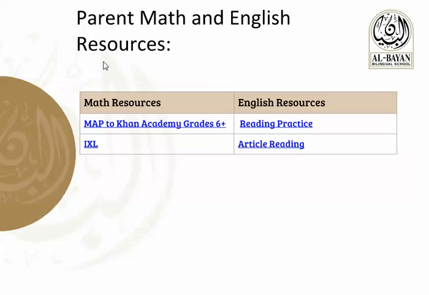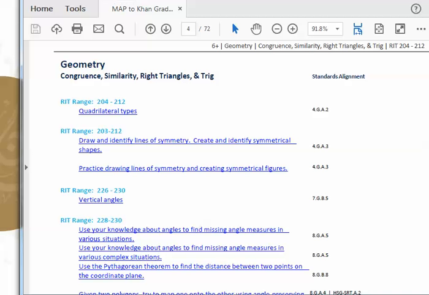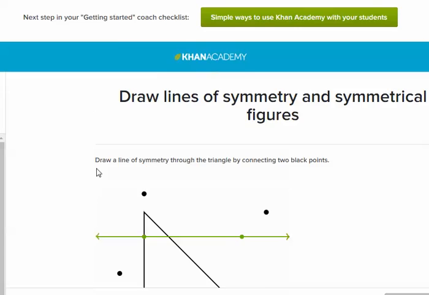An example of a MAP-aligned math resource is Map to Khan Academy. This resource correlates MAP RIT scores to specific math skills on Khan Academy. By clicking on a certain math skill under a RIT range, the student is directed to a matching practice exercise on Khan Academy.